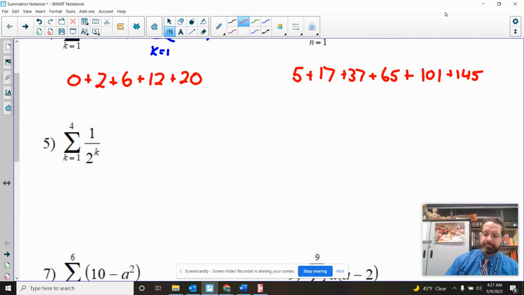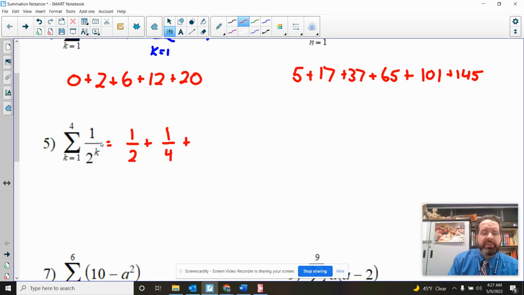Next up, k equals 1 to 4, so k is the index. Notice this is an exponent on the 2. So we're going to start with 1 over 2 to the first. And I do want you to simplify that. It's just 2 to the first is just 2. Next up, k equals 2. 1 over 2 to the second. 2 to the second is 4.